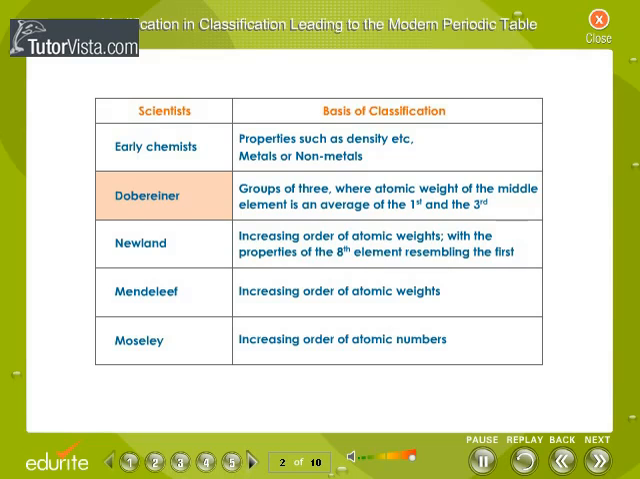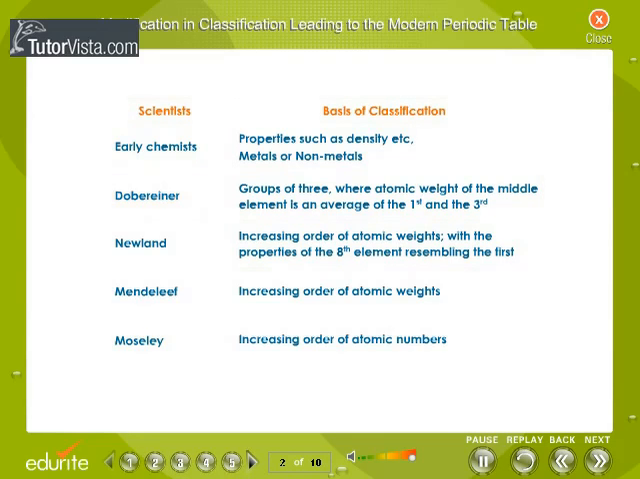Dobereiner's triads consisted of elements arranged in threes, where the atomic weight of the second element is an average of that of the first and the third element. This classification applies for the alkali metals like sodium, potassium, calcium, etc., and the alkaline earth metals.